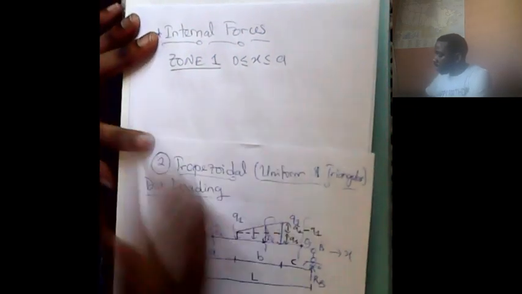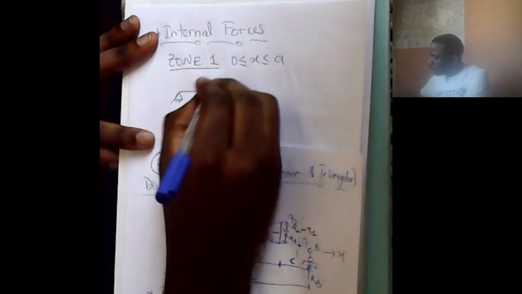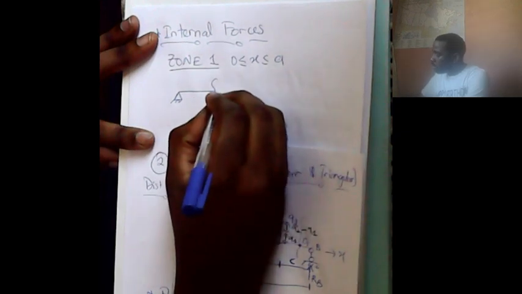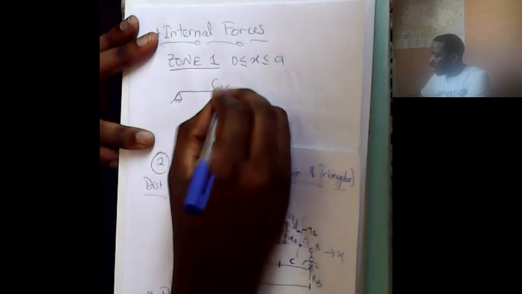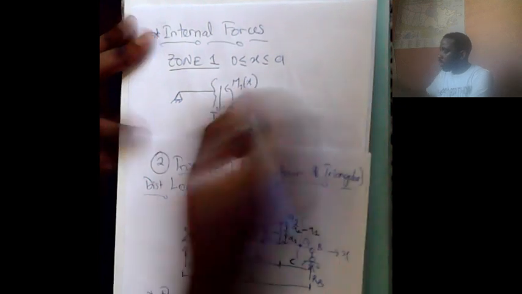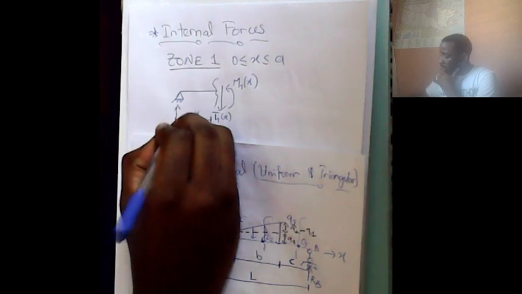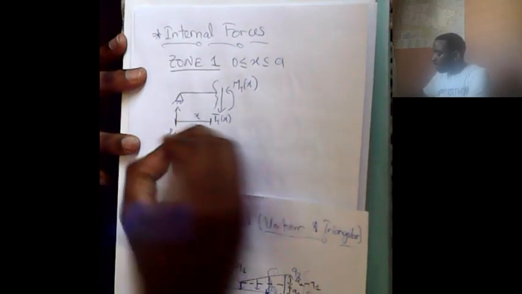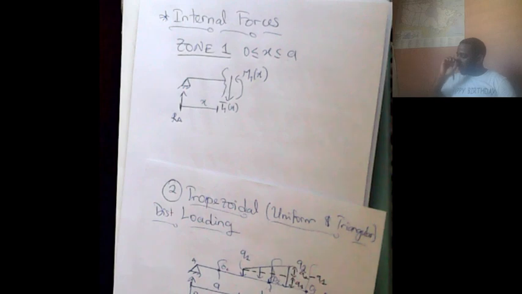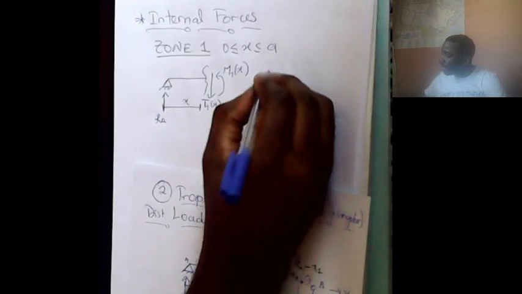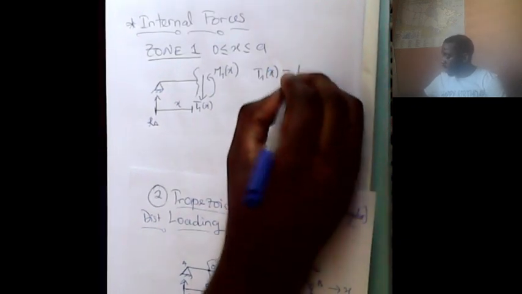So we'll have this. Moment, T1 of x, and then here I will have M1 of x. The distance from here to here will be x, and the reaction here is Ra. Anything I'm forgetting? No. Okay, it's just to represent what you're seeing. So what we are saying is that T1 of x will be equal to Ra.